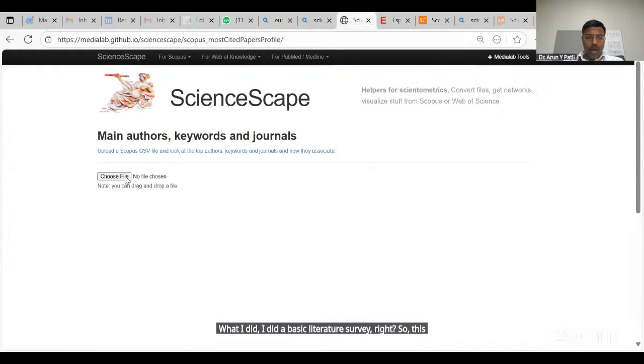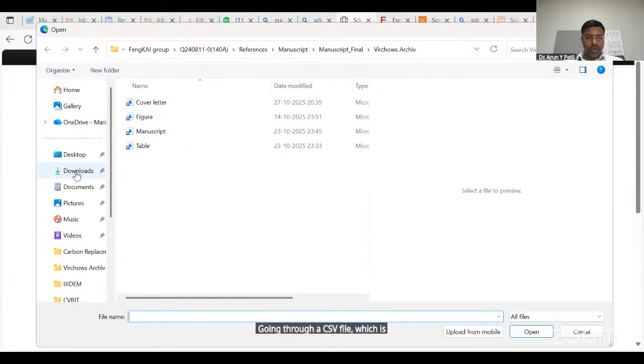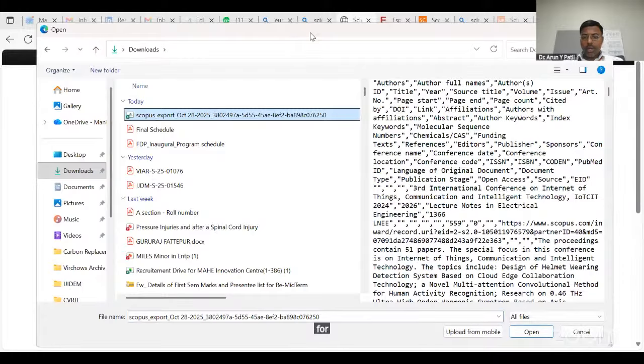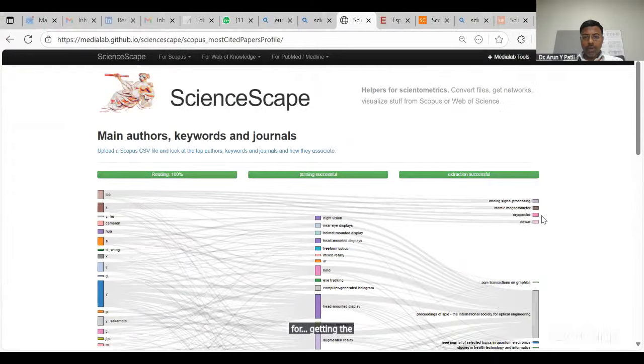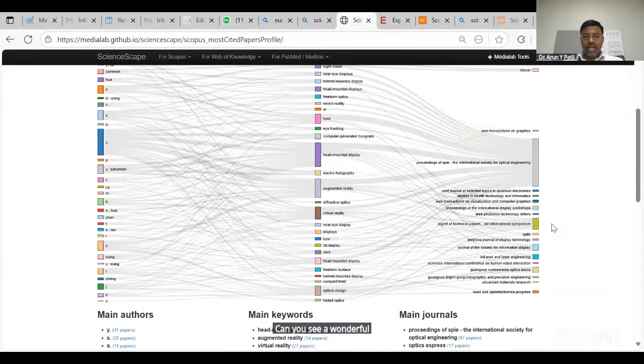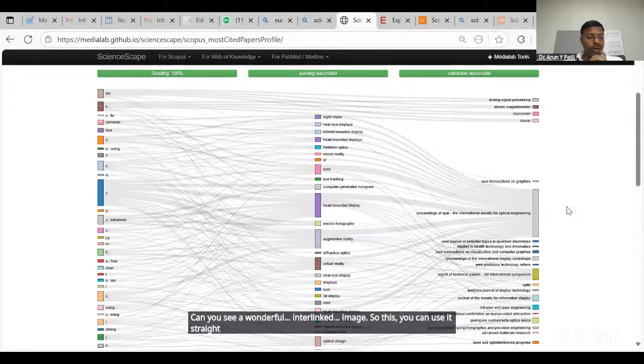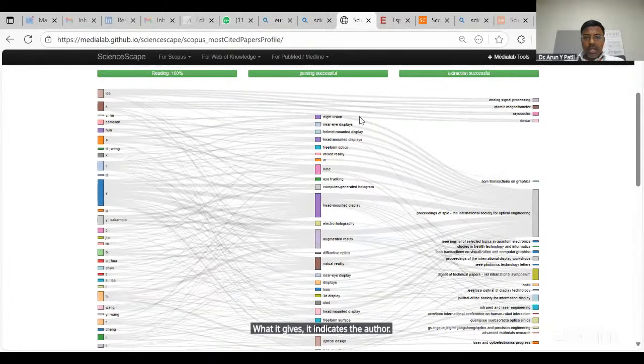So this data, now I'll be going through a CSV file which is drawn from Scopus. I'll be using it here for getting the outcome. Can you see a wonderful interlinked image? This you can use straight away in your bibliometric study. It indicates the author, the keyword, and the journal. So now I can straight away target the journal which is of high importance in this area.